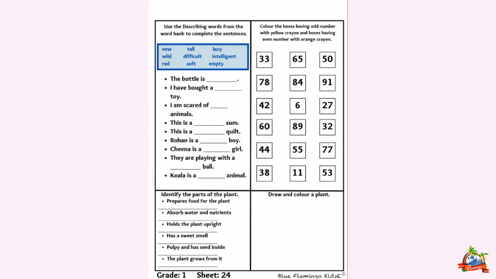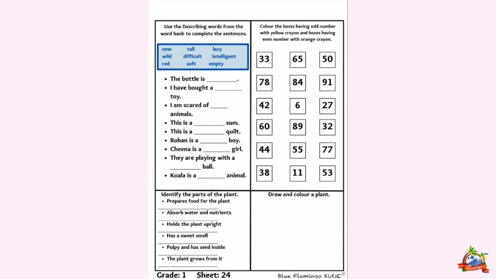Let's start. 33. It is an odd number. ये क्या है? एक odd number है. So we will color it with yellow. येलो क्रेयॉन से कलर करेंगे. Color it with yellow.